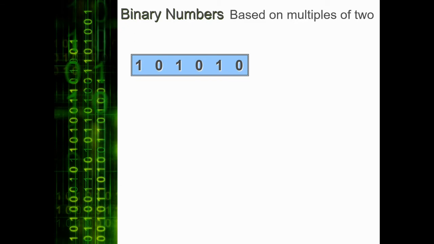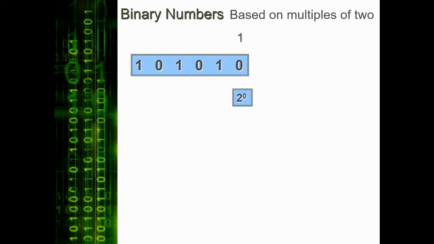So here's what's different. Bi means 2, right? So a binary number system is based on a multiple of 2. Each position of the number represents a power of 2. We're going to start over here on the right and look at the first symbol. The first position represents 2 to the 0 power. Again, anything to the 0 power is 1. And so the first position counts 1.